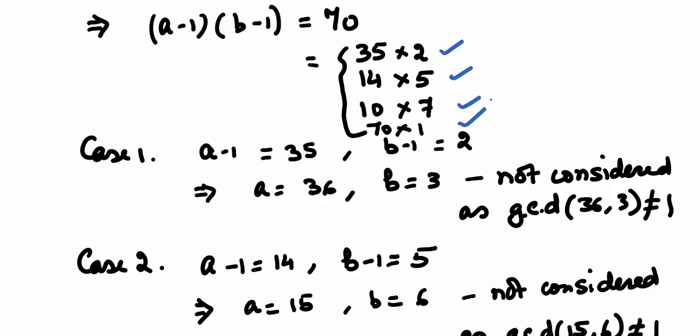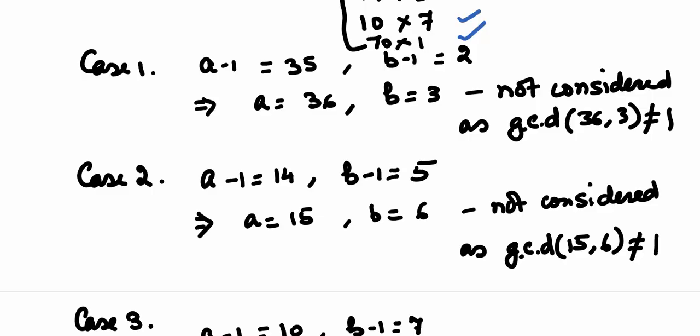Now let's take A minus 1 as 35 and B minus 1 as 2. The first case. As A is given to be greater than B, we have taken them accordingly. So you'll get A is 36, B is 3. But you see that the GCD is not 1, so we drop this case. Come to the second case. Again, when we take A minus 1 to be 14 and B minus 1 to be 5, we get A is 15 and B is 6. This is also not considered as the GCD is again not 1.